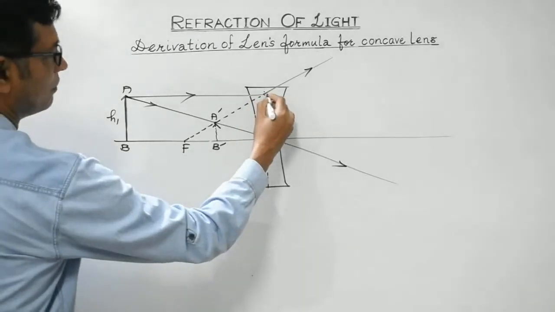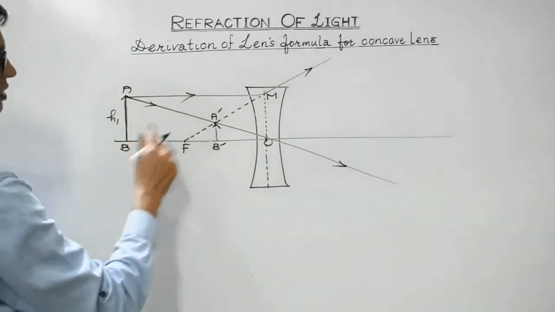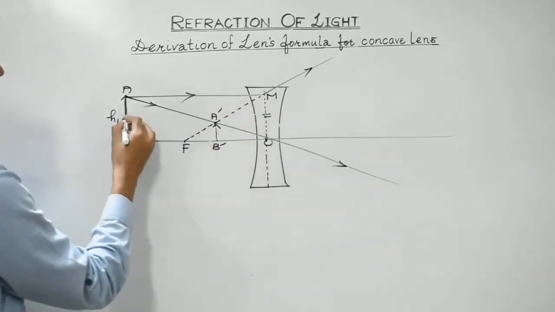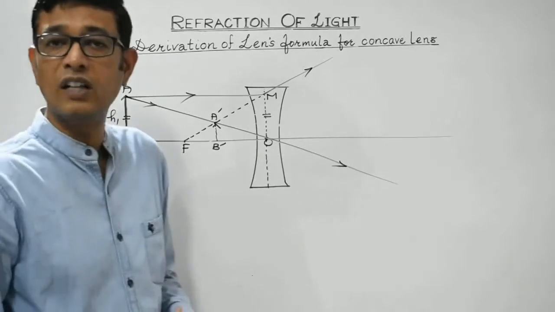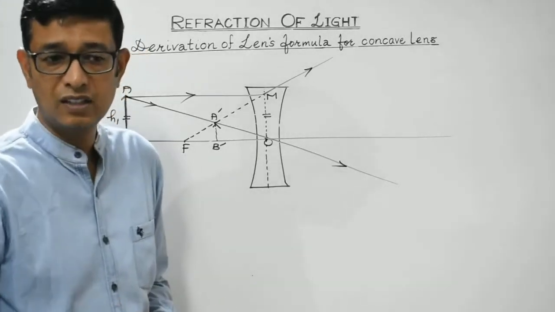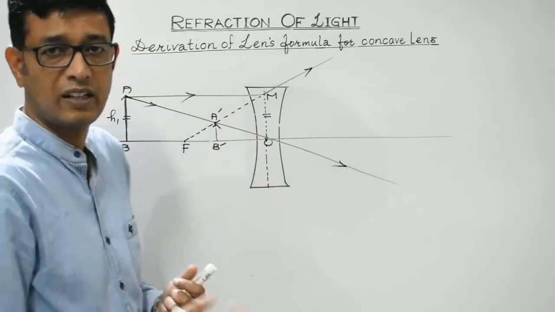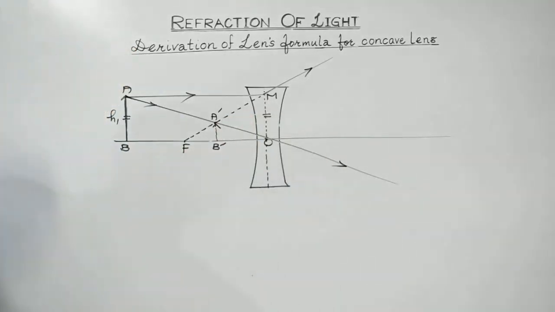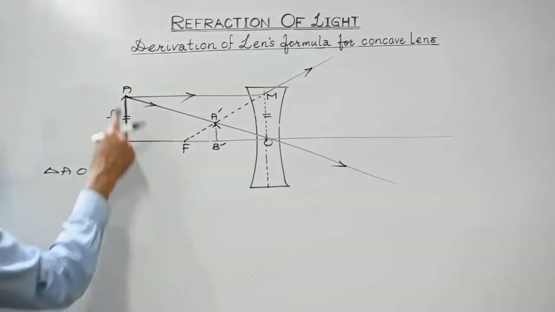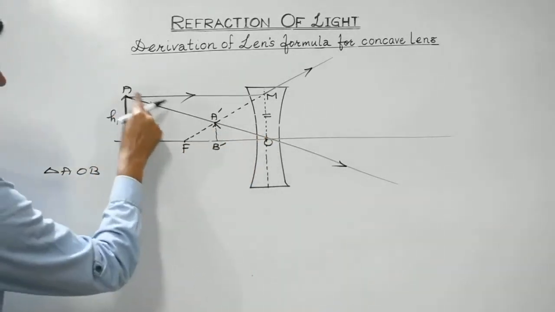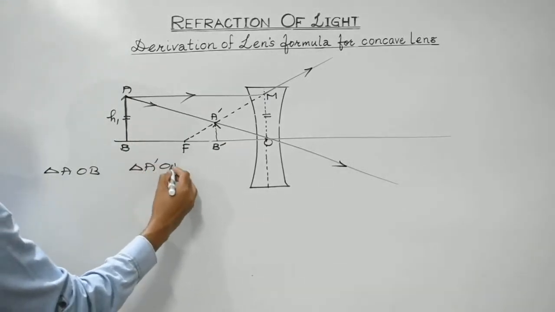Suppose this point is N. Now this ray is parallel to the principal axis, and these are the perpendicular distances, so they will be the same. And we'll proceed in a similar manner. We need to consider two pairs of triangles and prove that they are similar, so the corresponding sides are proportional, right? So let's consider triangle AOB, and consider triangle A dash OB dash.